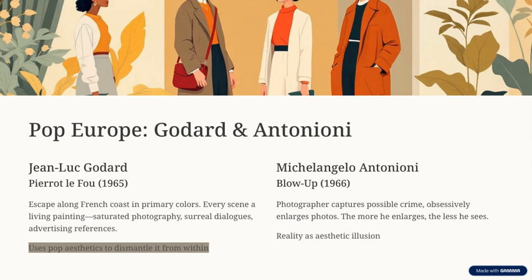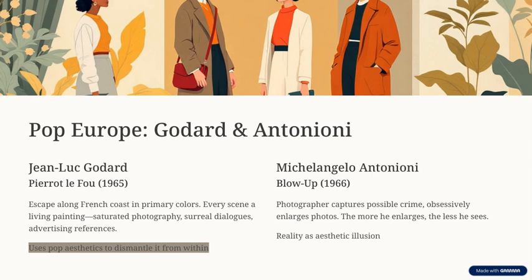Here, the focus shifts to perception and reality. The story revolves around a photographer who captures what might be a crime, then obsessively enlarges the photos. But as he zooms in more and more, he actually begins to see less. This highlights that reality can be an aesthetic illusion. What we perceive might not be the true story.